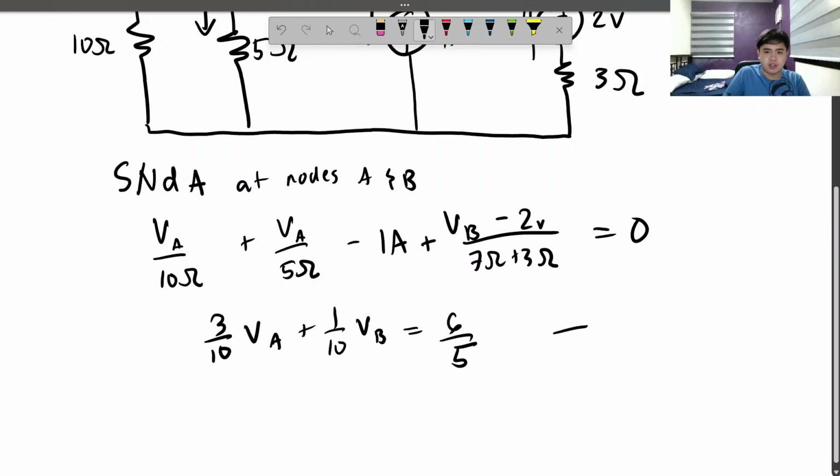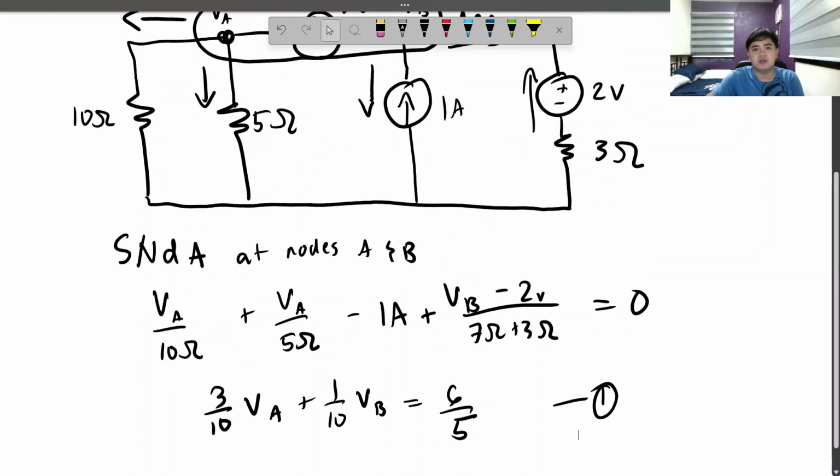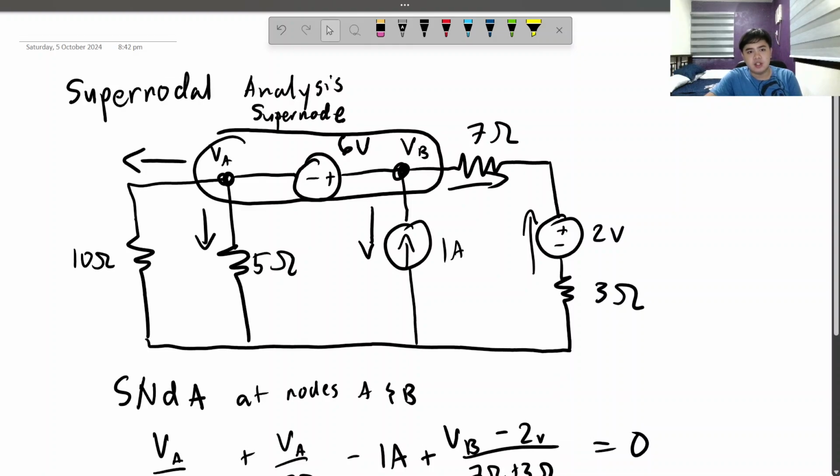This is equation 1. There are two variables in here, which means we need another equation. But how can we? We've run out of nodes here. Well, there is still the supernode. Inside the supernode, there should be an equation that we can do in order to differentiate VA from VB, right? So how do we get this exactly? Well, hold on, let me draw this.